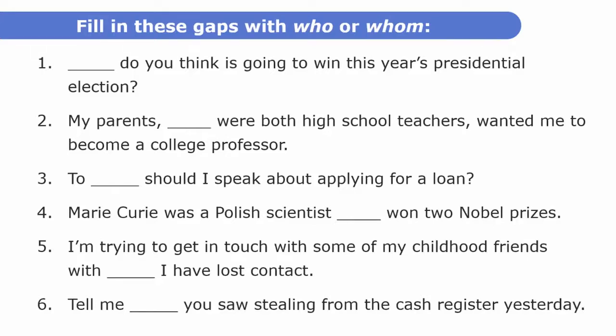In number 1, we can answer this question with he, she, or they. We can say he's going to win the election or she's going to win the election. So the correct question word is who.